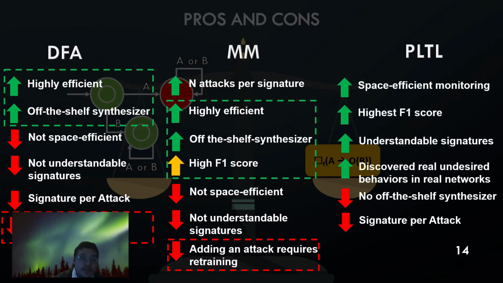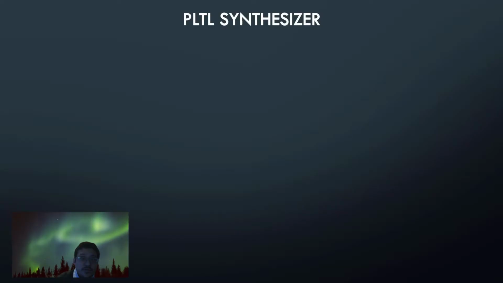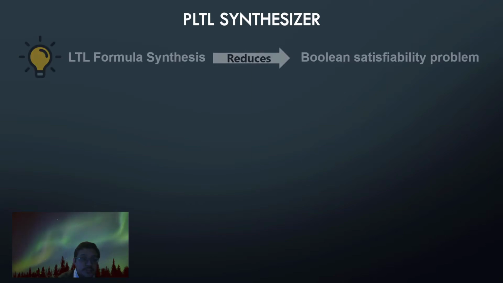On the other hand, PLTL is actually our best approach. It produced the highest F1 score. Additionally, the signatures that it produces are human interpretable. But the main issue is that we don't have an off-the-shelf synthesizer. So this is something else that we have to overcome. And to do this, we developed our PLTL synthesizer. So we get the idea.